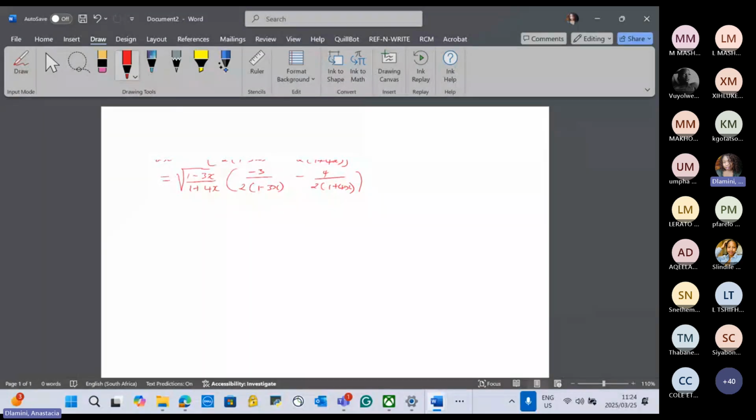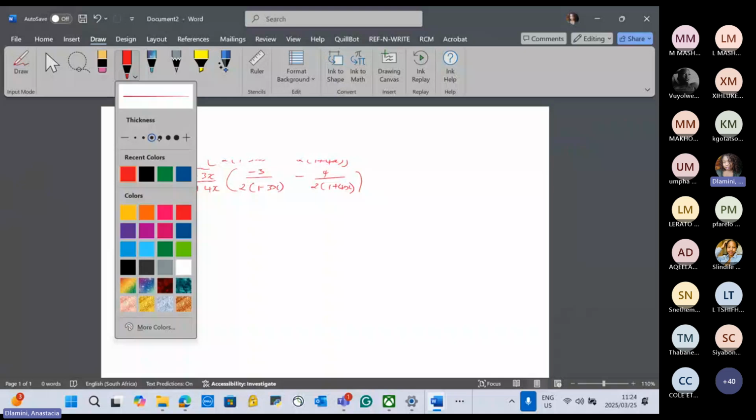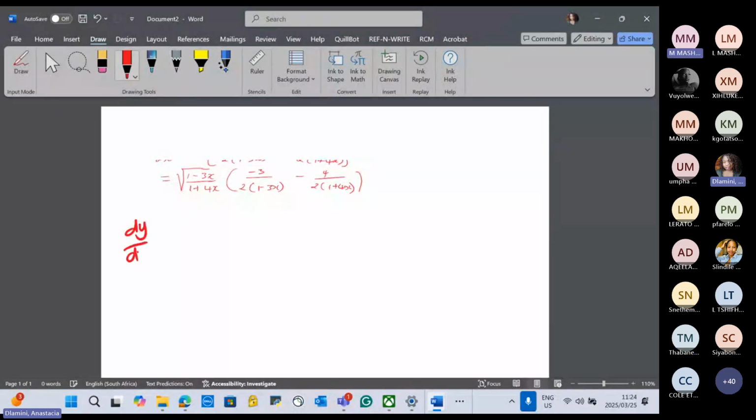So then we know that dy over dx is equal to the square root of 1 minus 3x over 1 plus 4x.